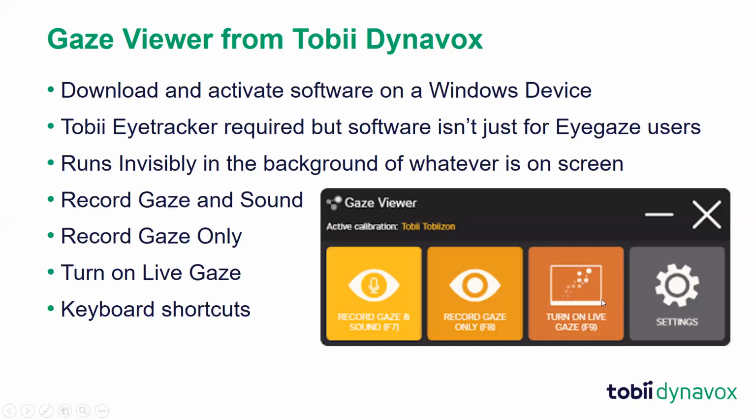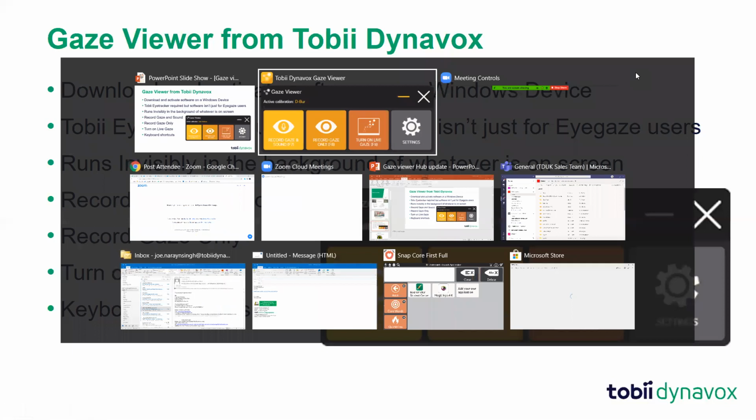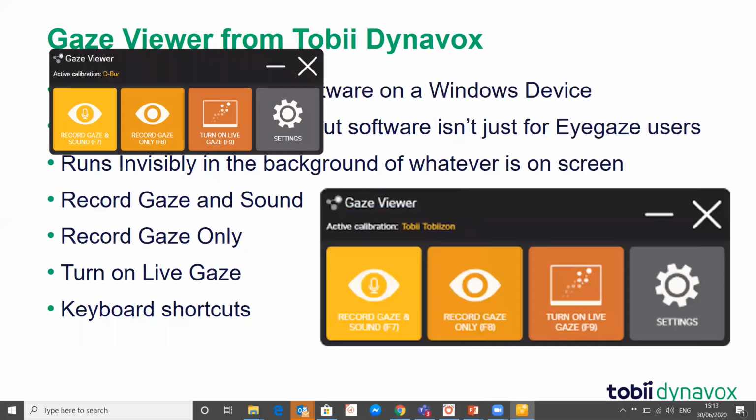You can turn on live gaze so that you can see where somebody's looking in real time. I'll do a quick demonstration so you can see what it looks like. So here's Gaze Viewer open. I'm going to hit live gaze on. And you can see as I look around, it shows where I'm looking in real time. Minimize that.